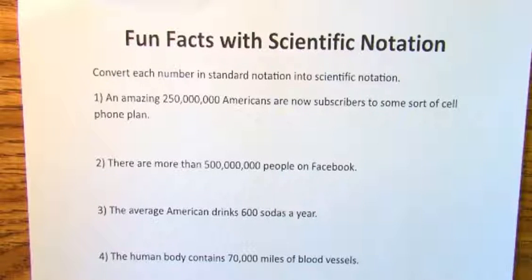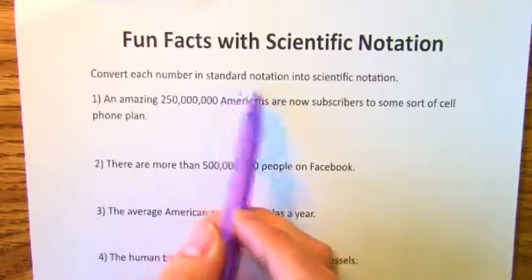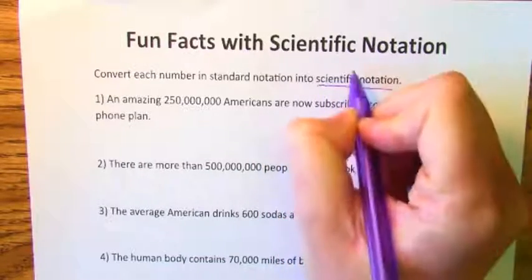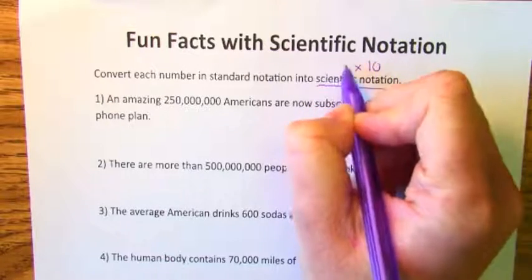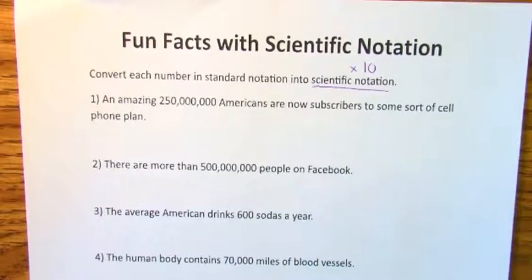For the fun facts with scientific notation, it asks us to convert each number in standard notation, that means it's in regular number form, into scientific. And hopefully by now you're starting to see anytime it asks for scientific, that means something times 10 to a power. So for example, let's read the first one.